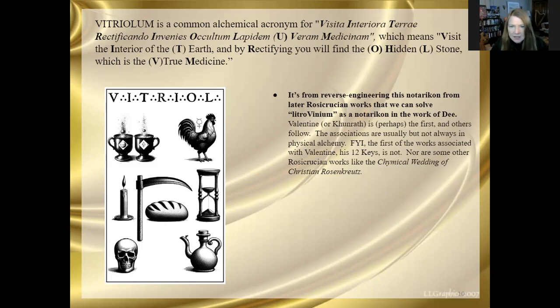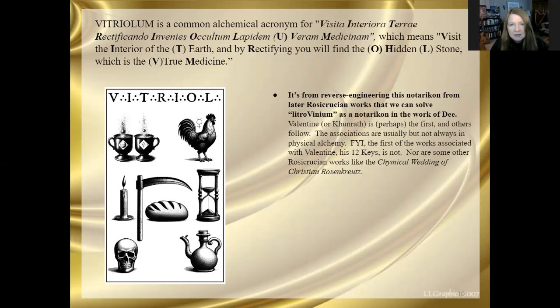Most would say Valentine, some, myself included, would say Coonrath are the first people who use this, and they are after the time of the Monas Hieroglyphica. The associations are usually, but not always, in physical alchemy, but not always even with Valentine. The first of his works, his 12 Keys, isn't a work of physical alchemy.